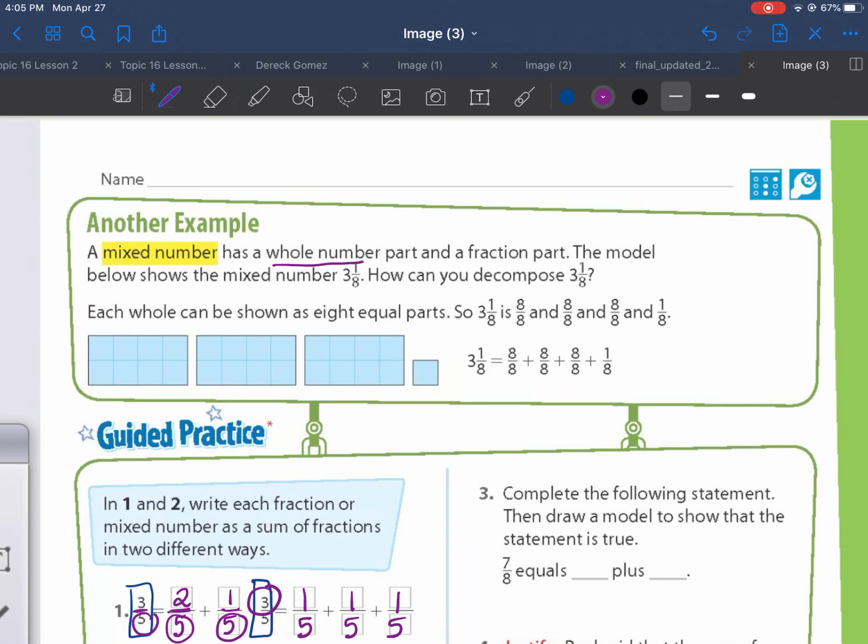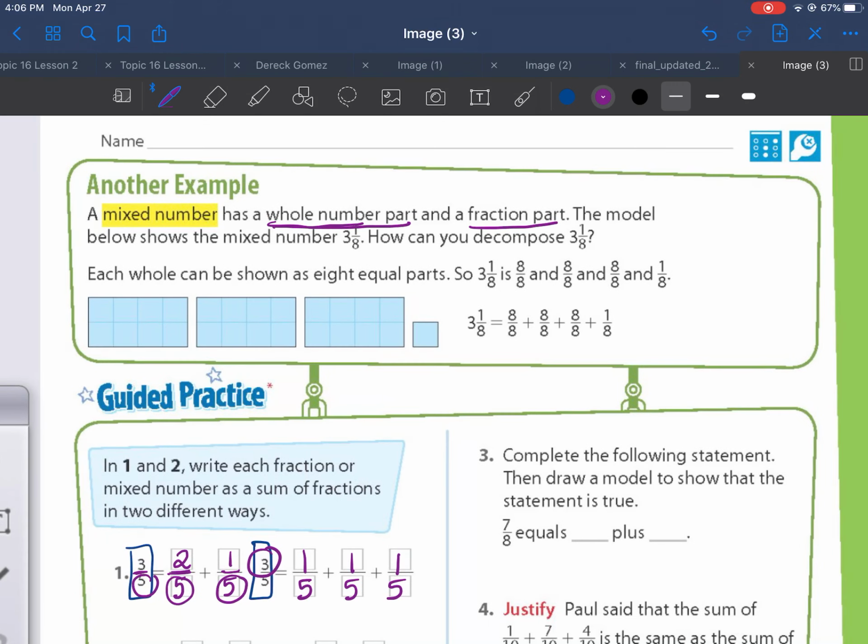So we go up to the top. It says a mixed number has a whole number part and a fraction part. So, sorry, a mixed number has a whole number part and a fraction. The model below shows the mixed number 3 1/8. How can you break apart 3 1/8?